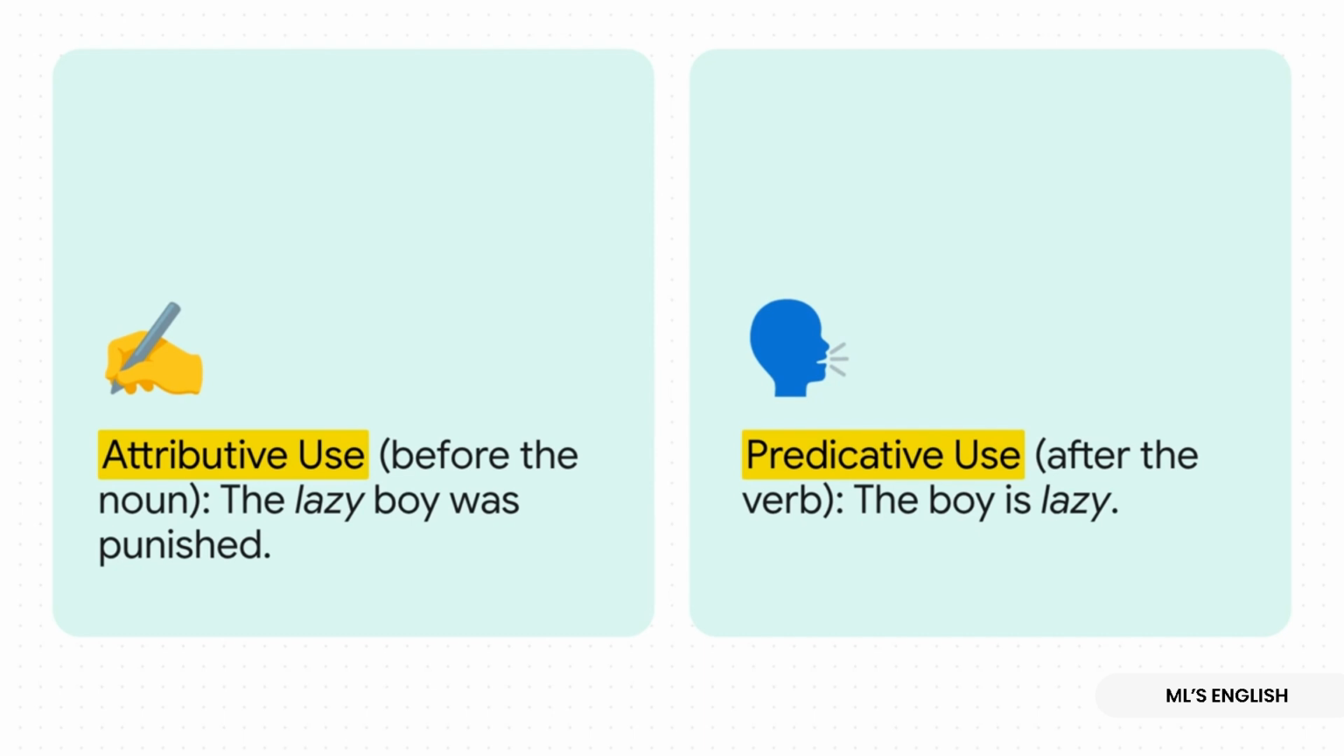You can stick one right before the noun it's describing. We call that attributive use. For example, the lazy boy. Or you can put it after the verb, which we call predicative use, like in, the boy is lazy. See how that works? The position changes, but the meaning is exactly the same. It's the same lazy boy no matter how you slice it.